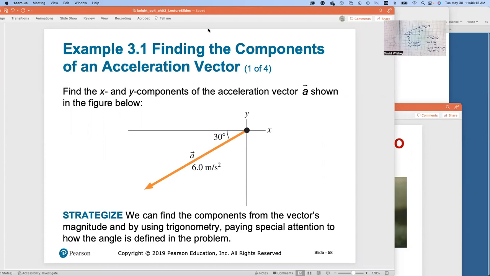All right. So find the x and y components of the acceleration vector shown in the figure below. Okay, so we just did a similar problem. And in this chapter, we're going to be dealing with acceleration, velocity, and displacement. So the vector could be any one of those things. Remember, displacement tells you how far you are from the origin, and acceleration tells you what direction the velocity is changing.